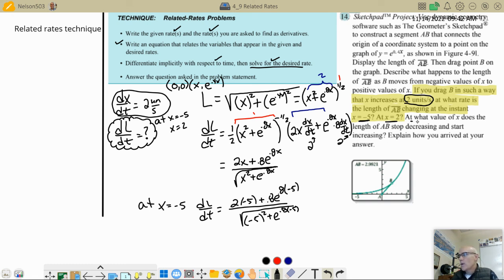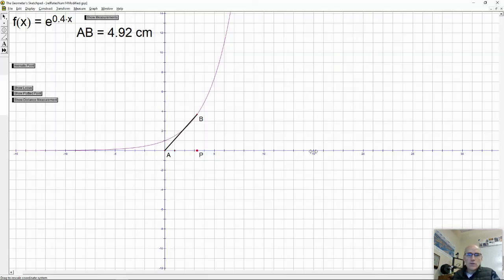Now, the rest of this, at what value of x does the length of AB stop decreasing and start increasing? So let's look at that on Geo Sketchpad here. If I just focus on the length of AB, right? So we're over here right now. It's 4, 3, 2, 1 point something, 1.1, 0.9, 1. Oh, so it's right in here where it goes from 0.9 something back up to 1. So right in here is where the minimum value is.